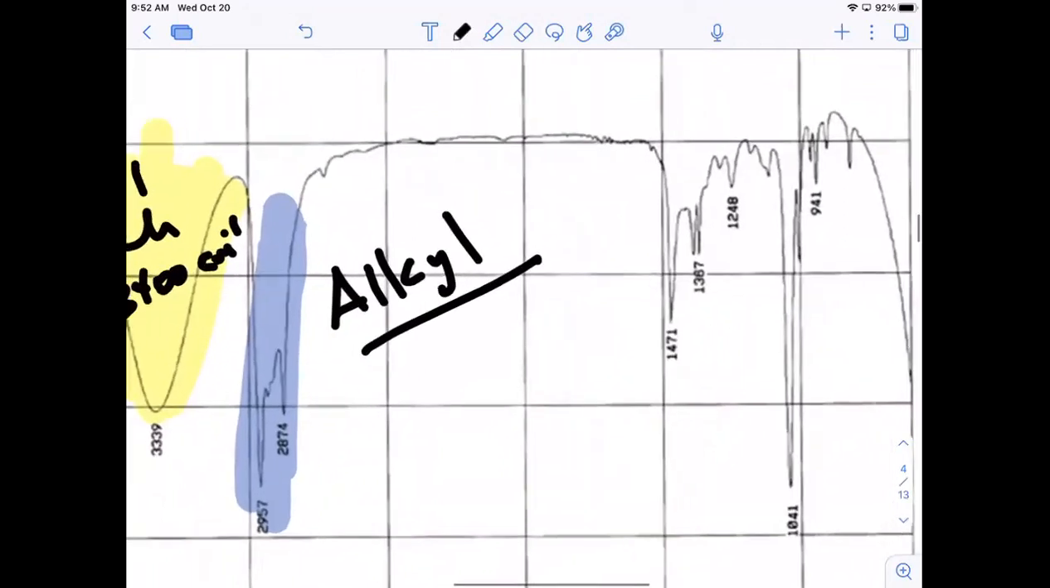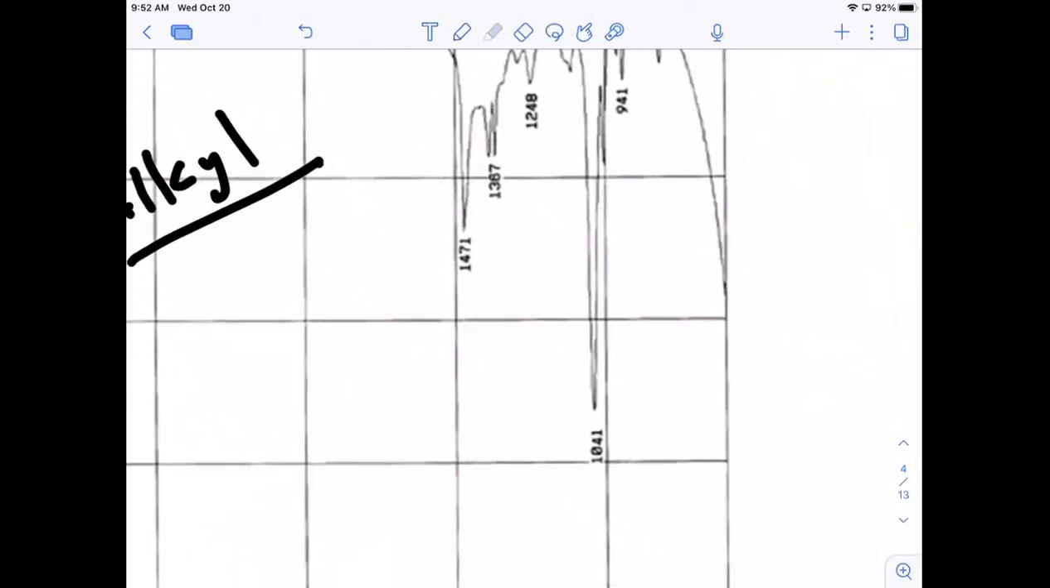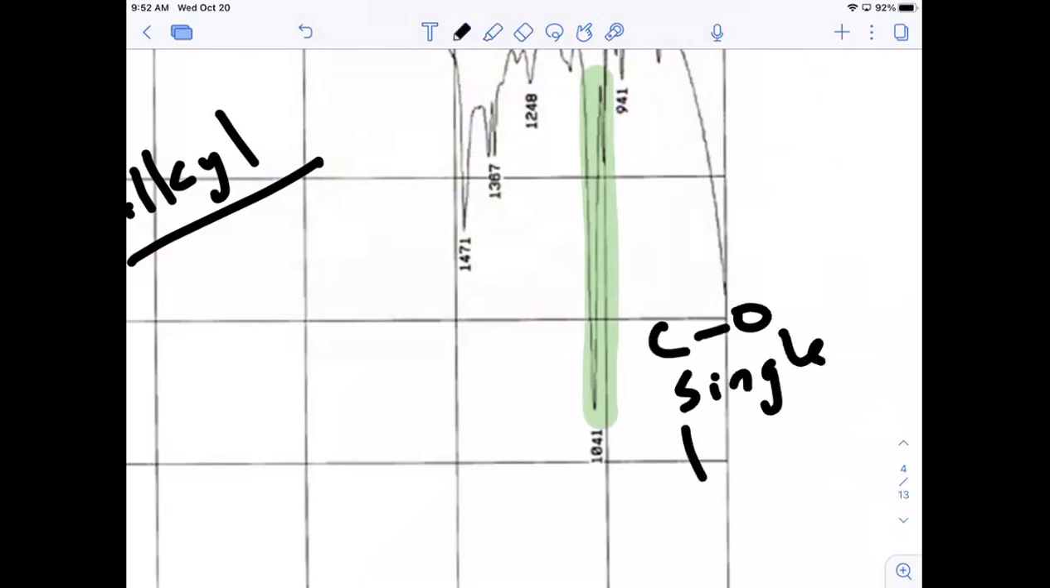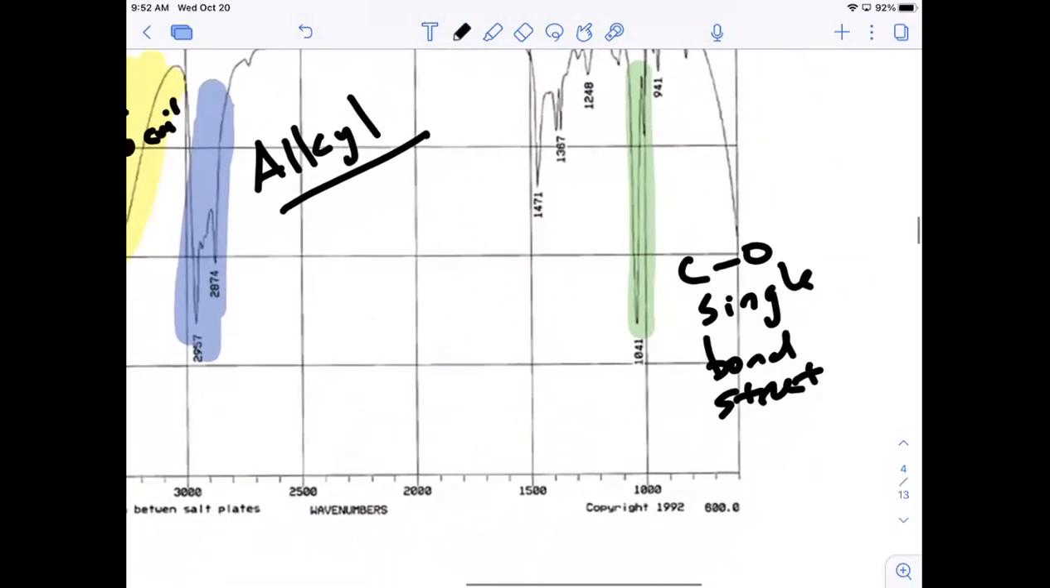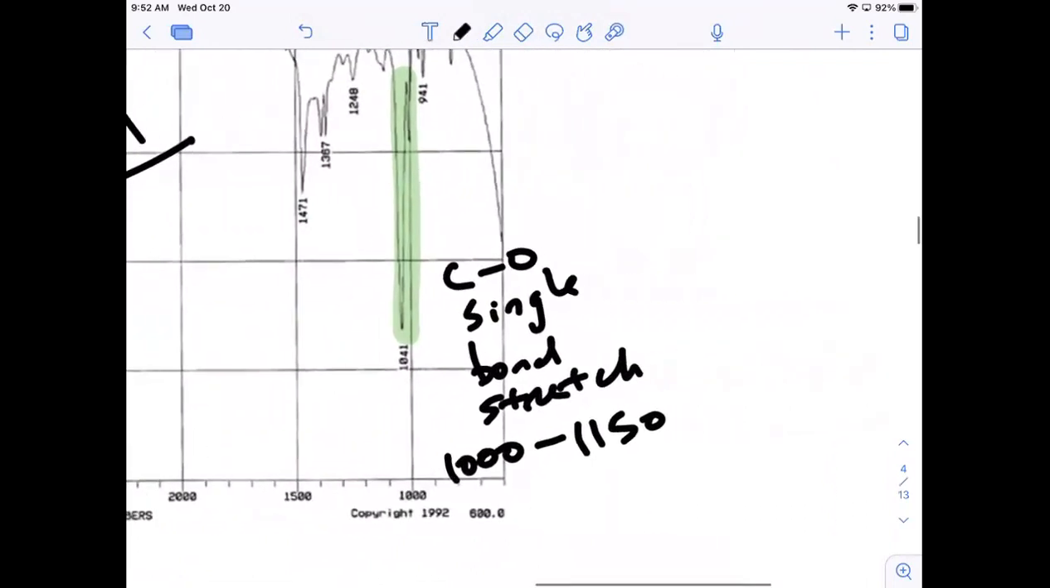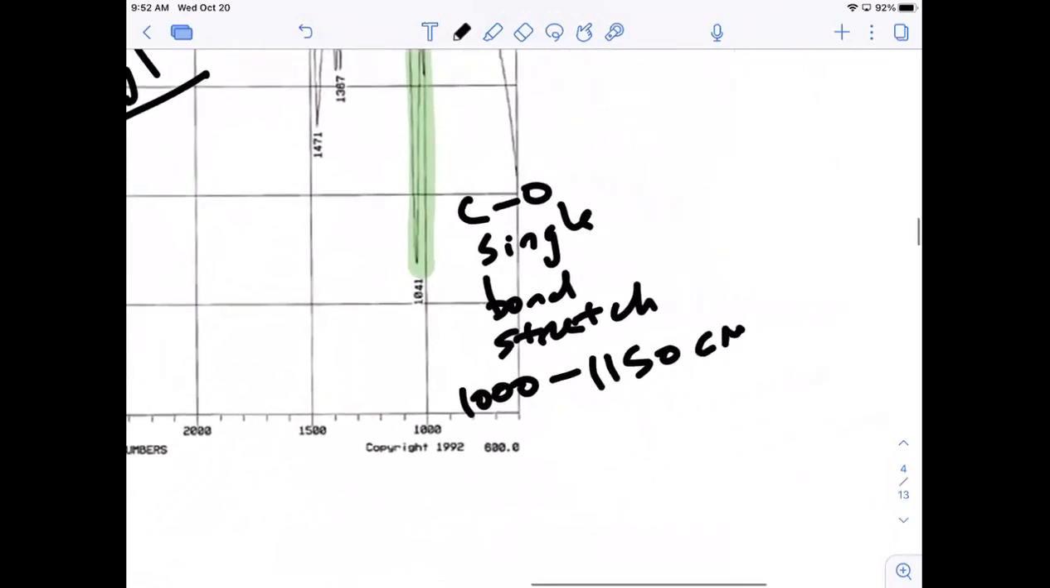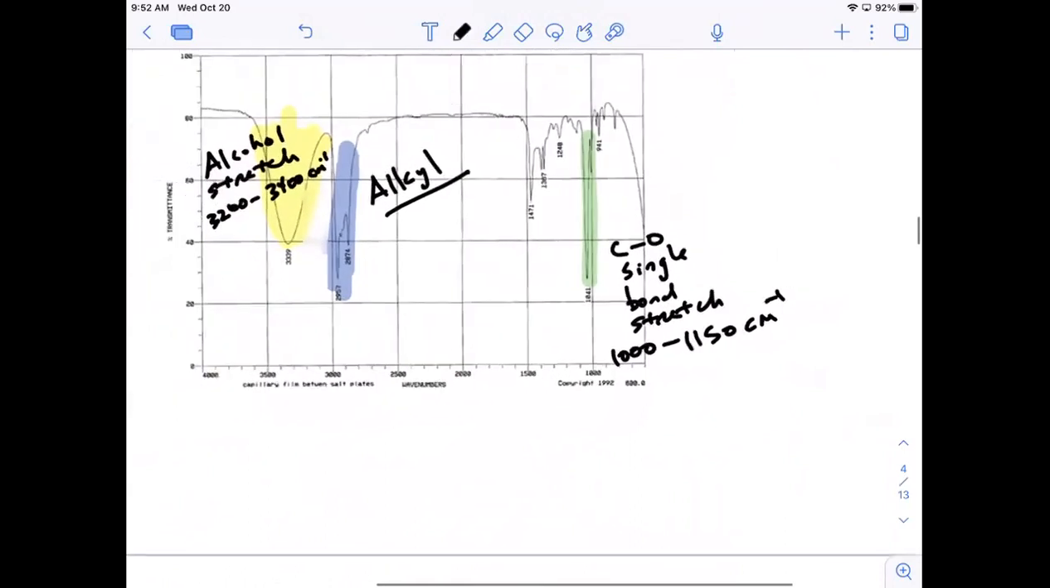And then there's one other stretch that we need to know and commit to memory, which is this one right here. This is at 1041. That's a C-O single bond stretch. They usually show up somewhere between 1,000 and 1150 reciprocal centimeters.